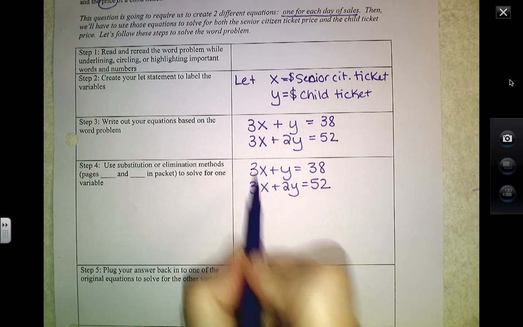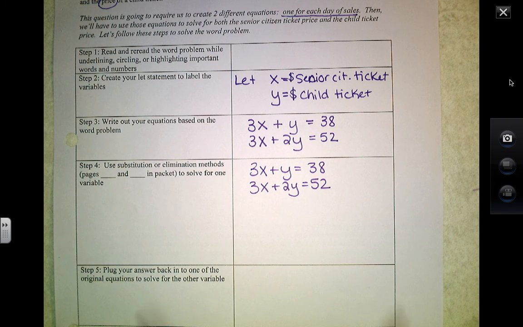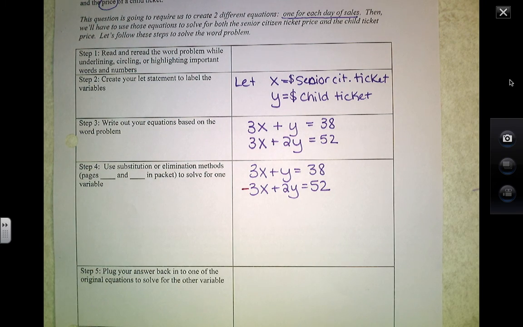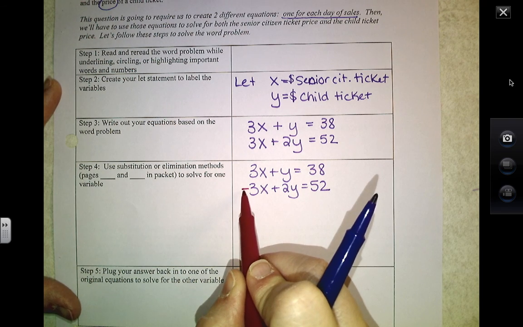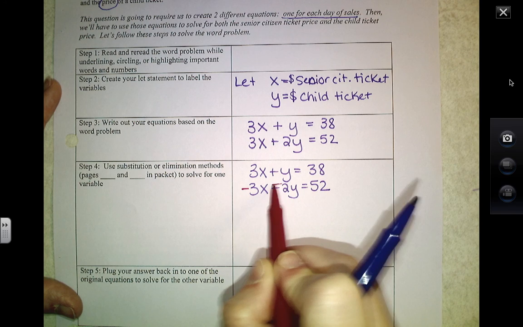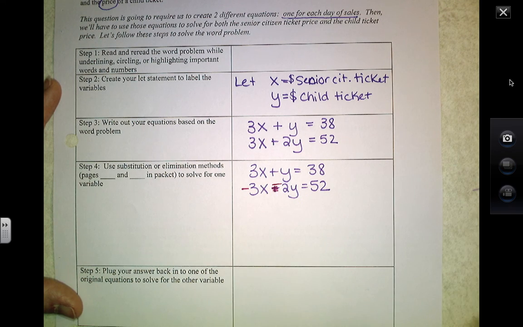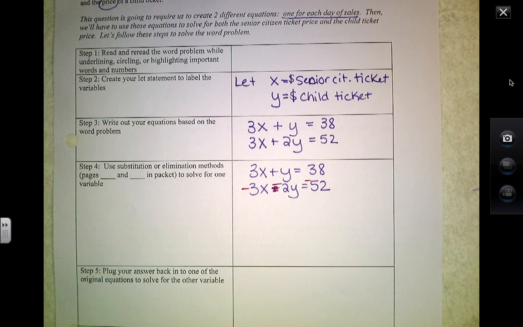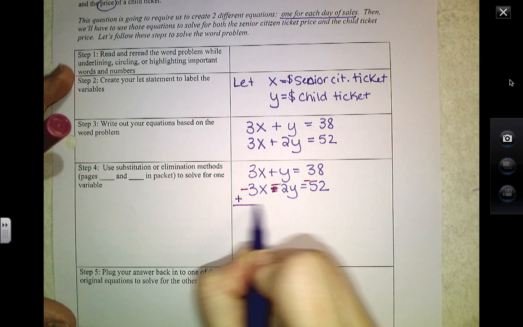And what I noticed here is that 3x will cancel out with 3x, but only if I make it negative 3x. And remember what we're doing here. If we change that to a negative 3x, let's change signs the whole way through. So instead of plus 2y, we're going to make it minus 2y, and feel free to cross off that plus sign if you want to. And instead of a positive 52, I'm going to make it a negative 52. And now I'm going to go ahead and add these equations together.